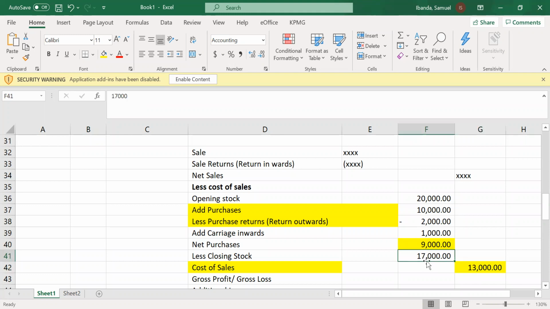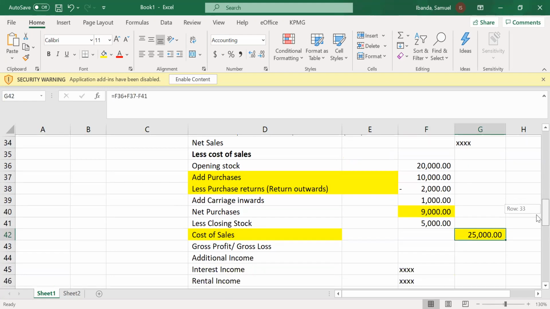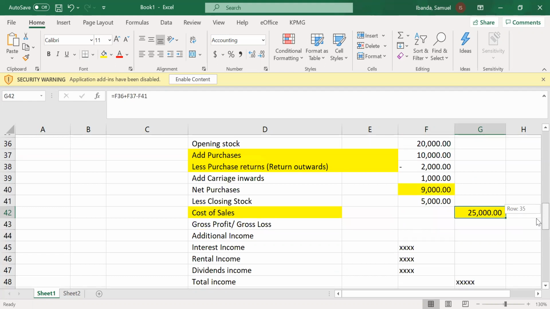If I put a lower figure, for example 5,000, you're going to see my cost of sales increasing. If I put 5,000, my cost of sales is going to go up. This is what happens in real life. So the higher the closing stock, the lower the cost of sales, and the lower the closing stock, the higher the cost of sales. And how does that affect profit?